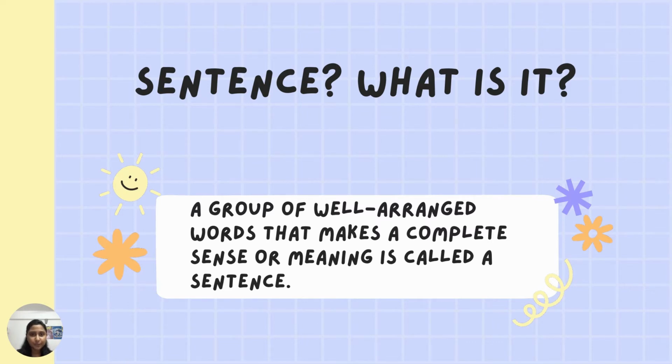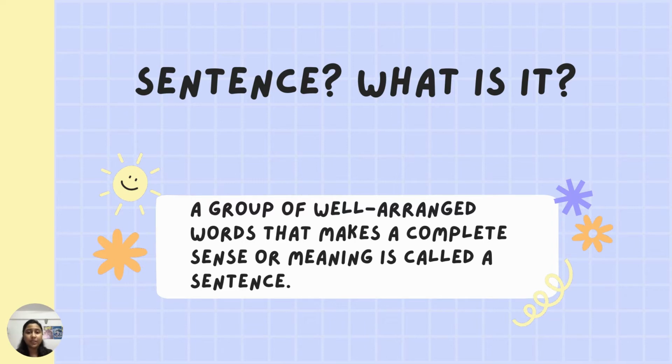So at first, we will have a brief introduction about what a sentence is. What is it actually? A sentence is nothing but a group of well-arranged words that makes complete sense or meaning. For example, if I say, "you blue jar like the," does it make any sense? No, it doesn't, and that's why it's not a sentence. Even though it's a group of words, it's not a sentence because it's not making any sense.